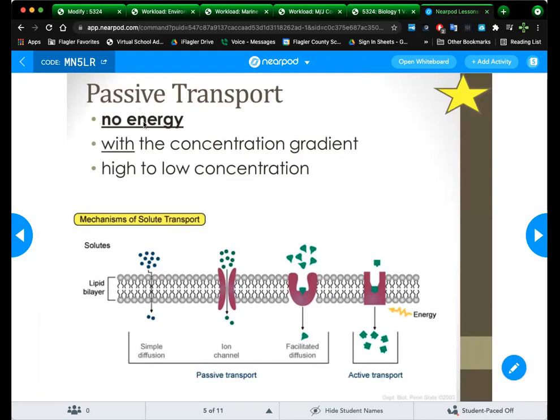So passive transportation is the movement of substances from high concentration to low concentration. So it's going to go with the concentration gradient. That's just a fancy way of saying it's going with the natural flow of things. So think of it that way. If you take like food dye or something and put a drop of it in water, it's going to flow from the high concentration of the drop, and then spread out to the low concentration everywhere else. Think about it that way.